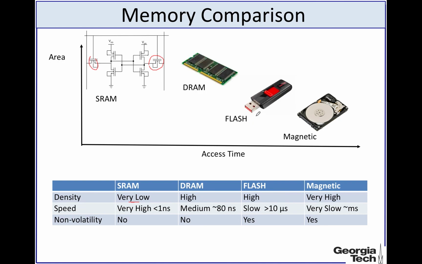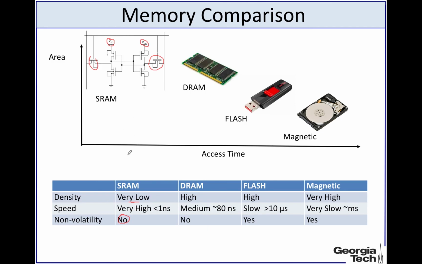And then flash requires a few different physical mechanisms, which is extremely slow, and magnetic RAM and the magnetic hard drives are even slower, of the order of milliseconds. That has a lot to do with the fact that the access mechanism is not random, and it requires physical movement of the magnetic disk. And finally, the non-volatility.